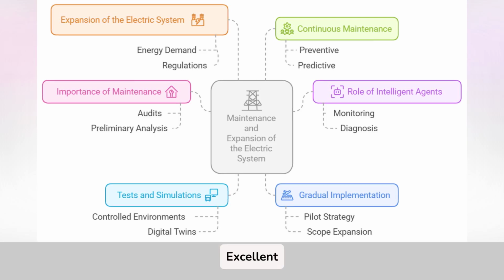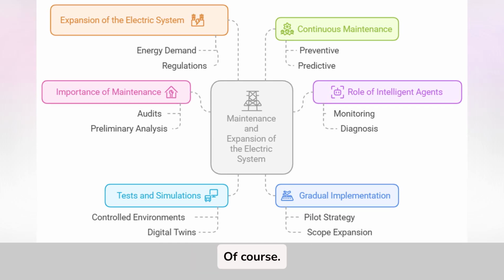Excellent question. Intelligent agents are specialized systems that store data, monitor, diagnose, and act autonomously. Depending on their design, they can be simple agents, ideal for repetitive tasks, or goal-based, which optimize their actions towards specific goals, such as extending equipment life. Can you give me an example?